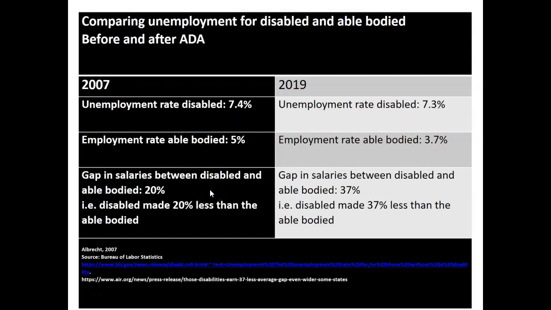Gaps in salaries, what the disabled are paid versus what the able-bodied are paid. Back in 2007, there was a 20% gap. So the disabled made 20% less than the able-bodied. Scooting ahead 12 years with the ADA, the gap has grown. The gap in salaries between the disabled and able-bodied is now 37%, i.e. the disabled made 37% less than the able-bodied. So there's been like a 17% jump in this gap between the able-bodied and the disabled. So in that sense, the ADA has not been so successful.